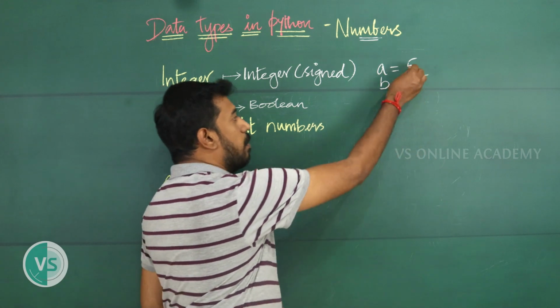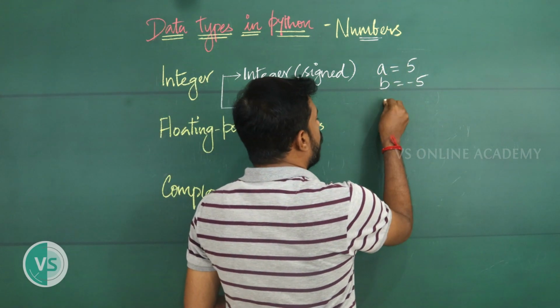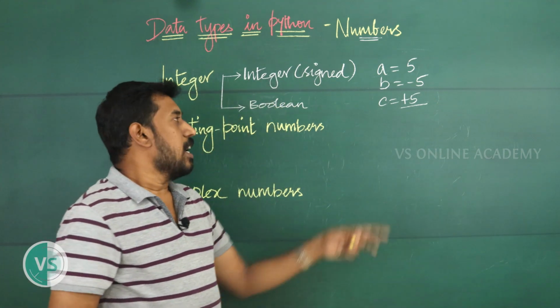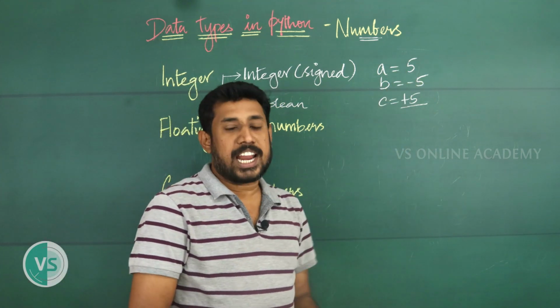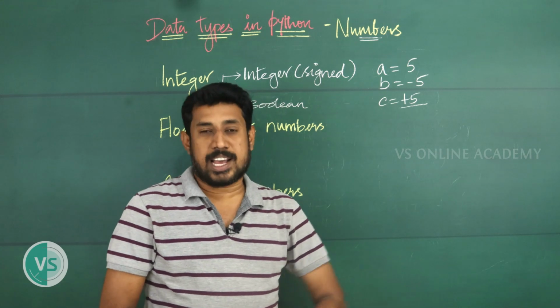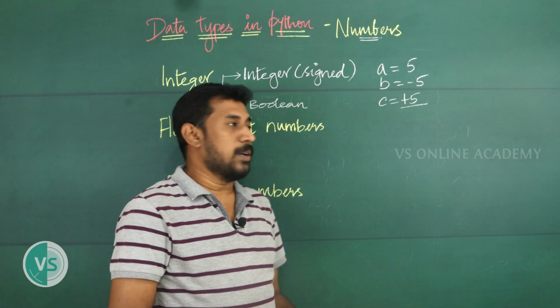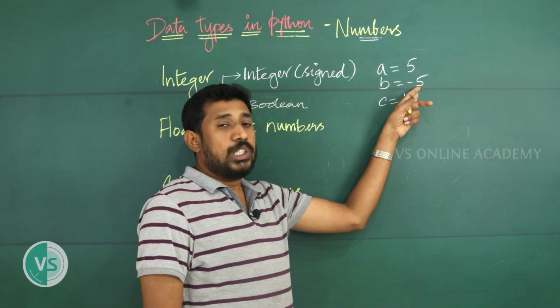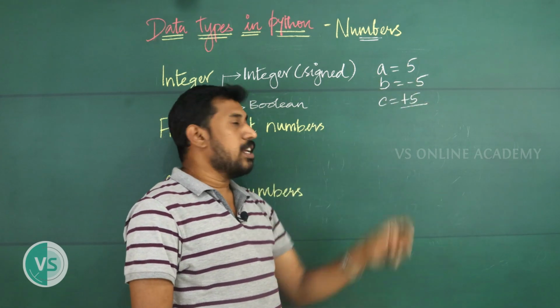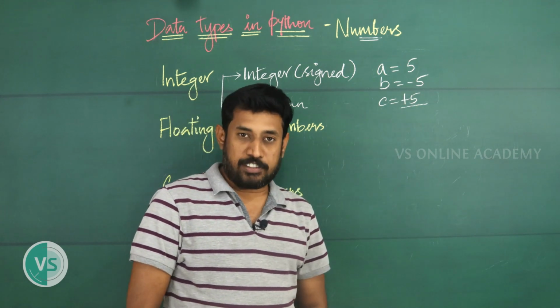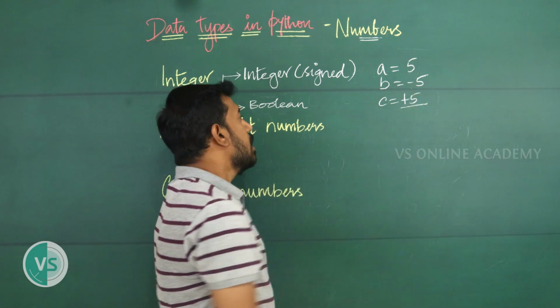See, look here, it's a positive number. Usually we don't write a positive number as plus 5, because if there is no sign in front of a number, it is considered a positive number. So 5 is also a signed number. And minus 5: if we want to assign a negative value to the particular variable, we just use the minus symbol in front of the number. So this is what is said to be a signed number.